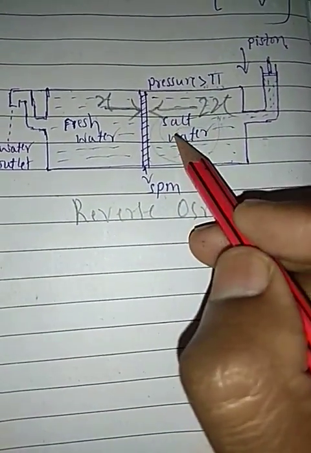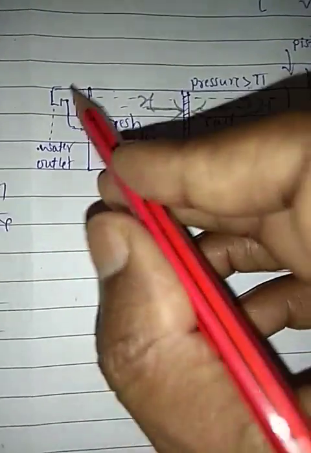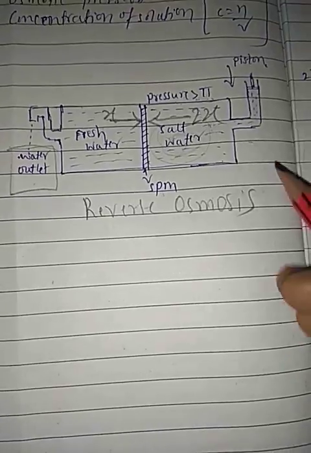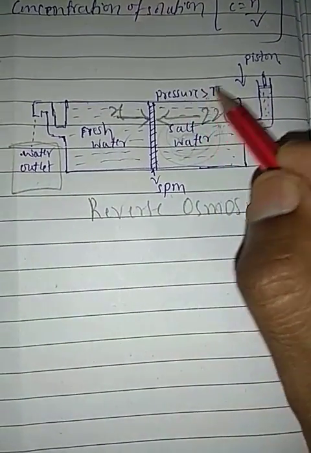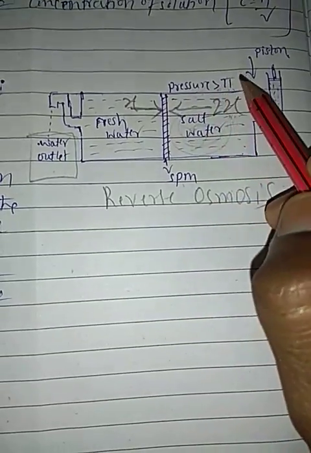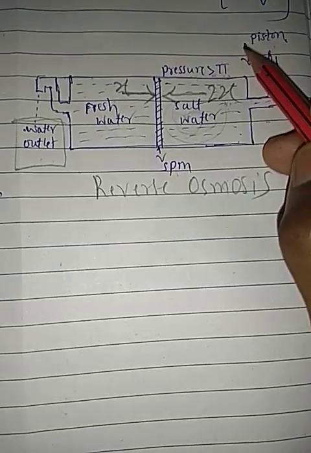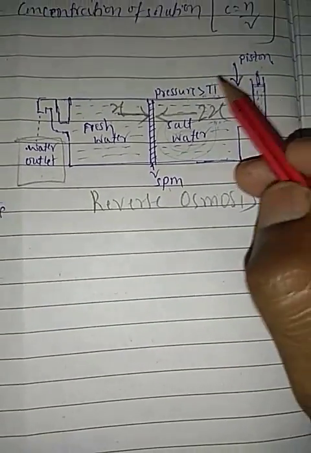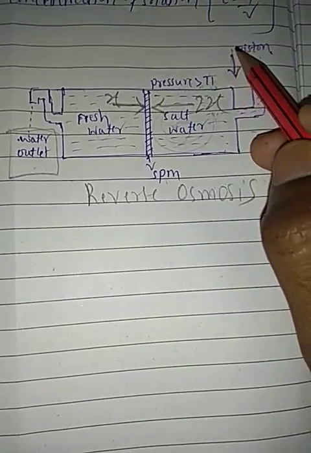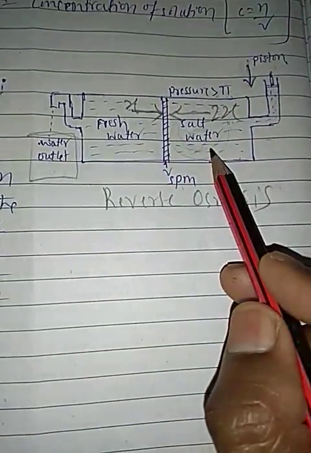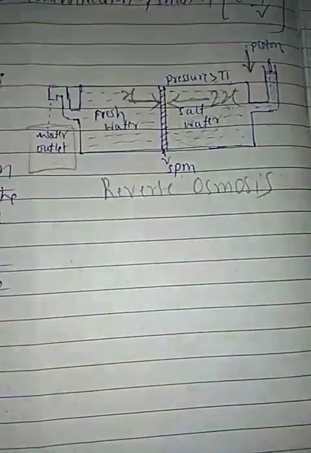Then what happens, students? Pure water from the salt water enters the fresh water and is collected in this jar. Here the applied pressure, shown by the arrow, is greater than the osmotic pressure. So the water enters the fresh water side and is purified. Right students?